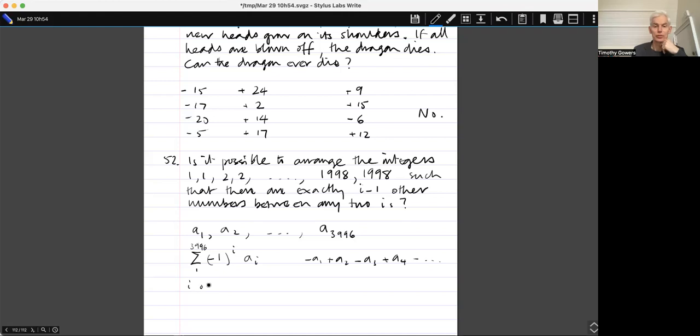so for i odd, we get plus or minus, unfortunately, 2 a_i. And if i is even, then there'll be an odd number of numbers between, in which case we get 0. That seems significant.